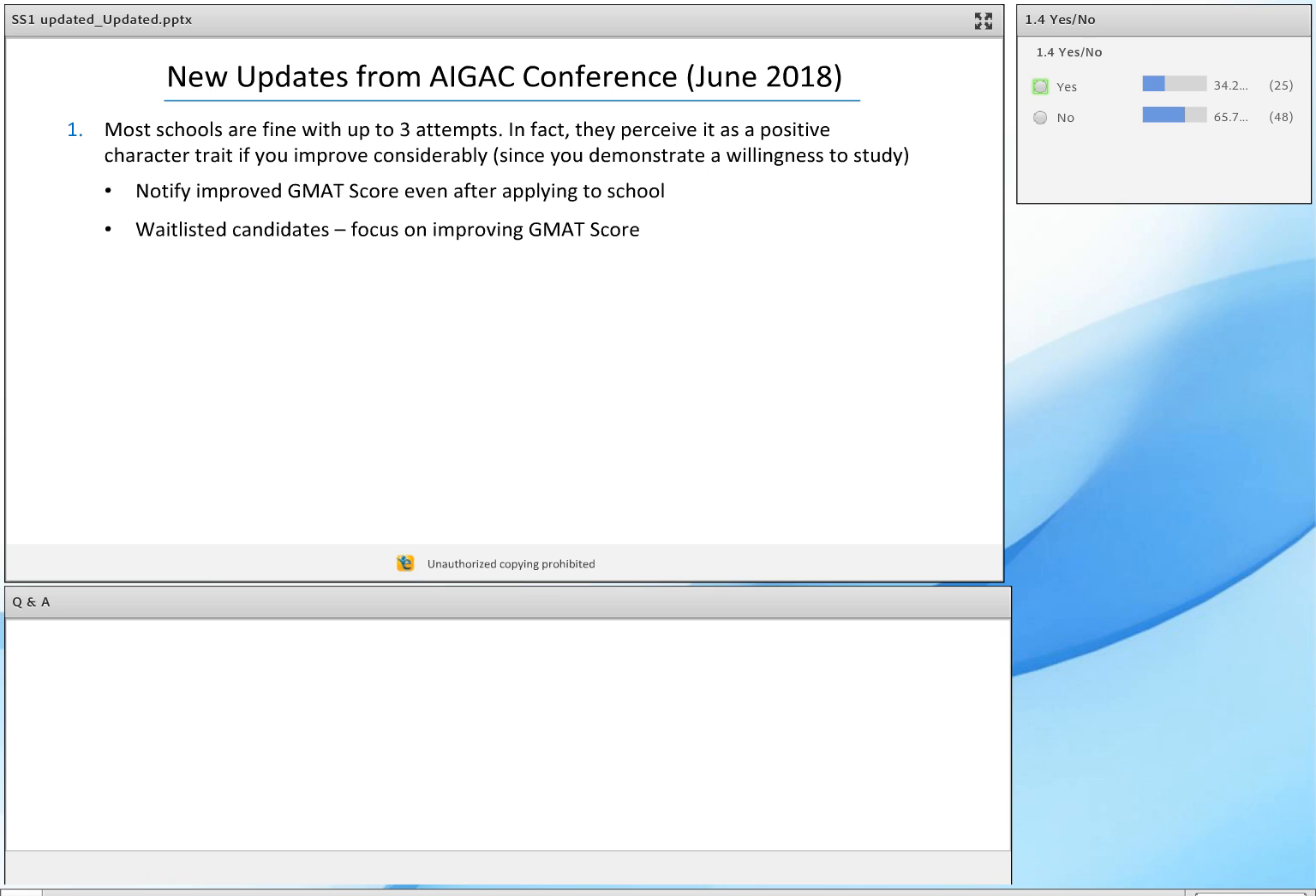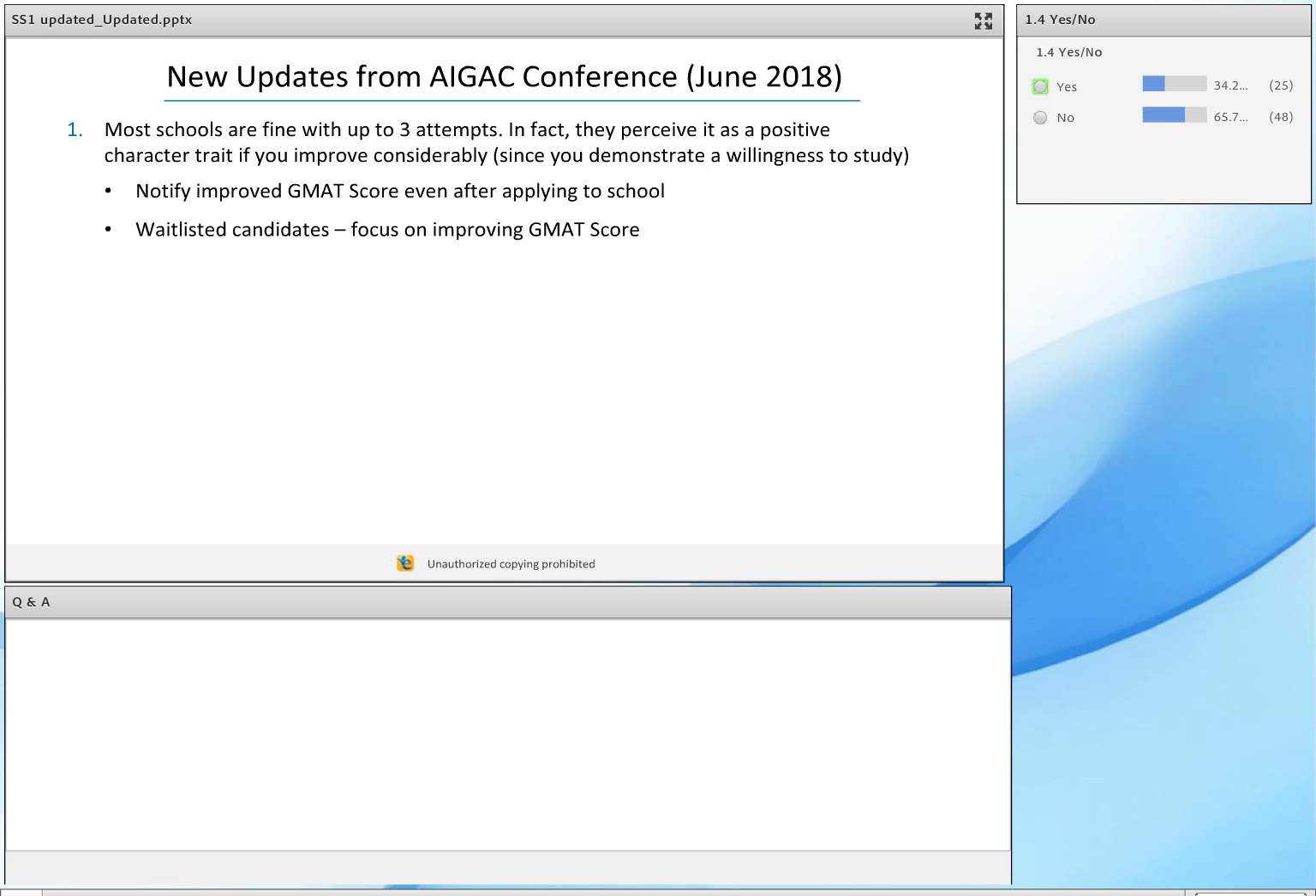So we also get a lot of insights about what they are looking for, or if they've changed their application, what the driving factor was over there. So I have certain aspects from that conference with regards to GMAT.